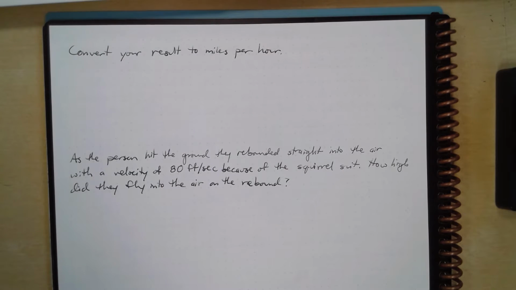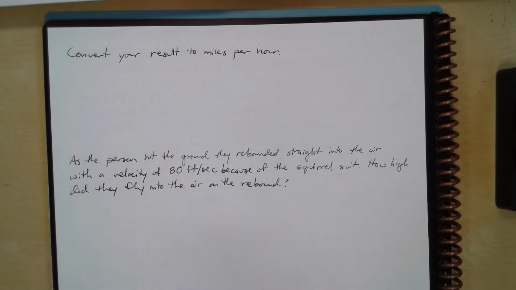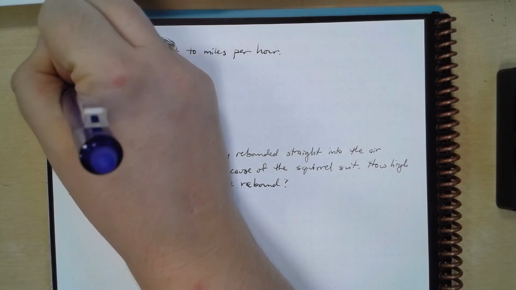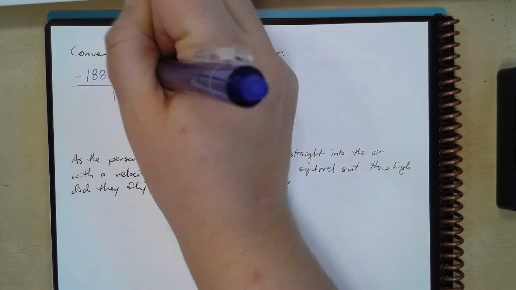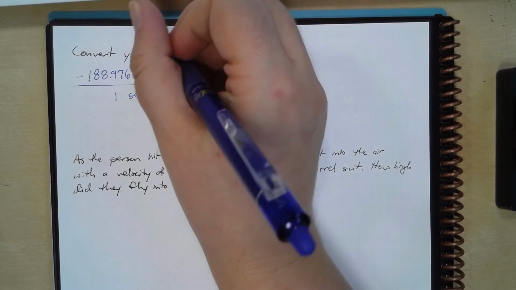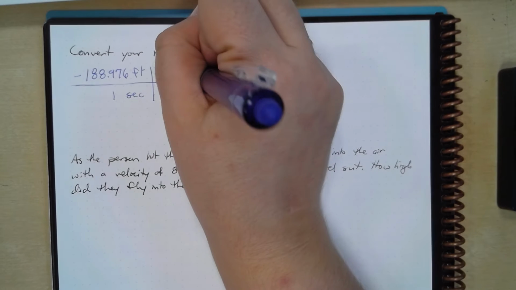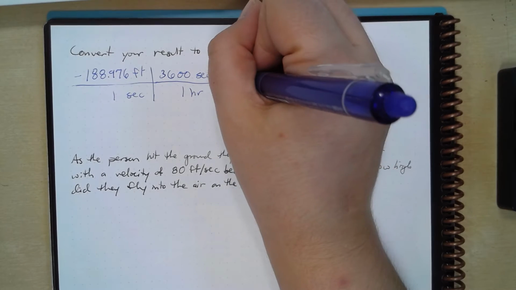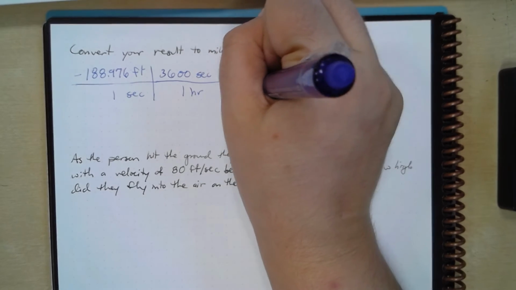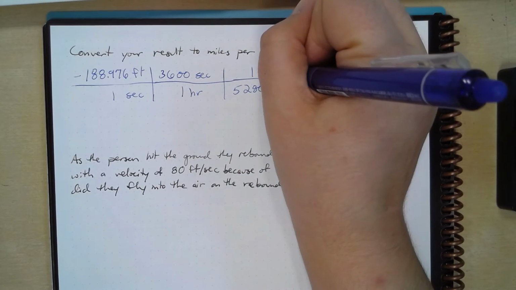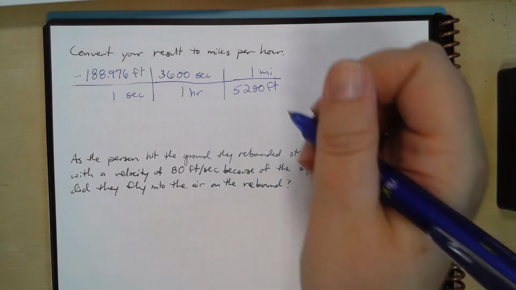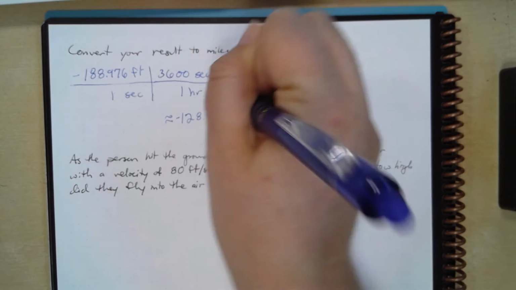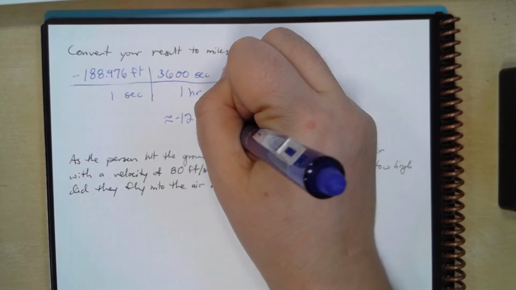But anyway, we are asked to convert the result from our previous question into miles per hour. So we have negative 188.976 feet per 1 second. So we convert that. How many seconds are in an hour? 3,600 seconds in 1 hour. And then we need to convert miles. So there are 5,280 feet per 1 mile. And if we calculate all of that out, we get, hopefully you can trust me, about negative 128.847 miles per hour. And of course you could write it as mph.